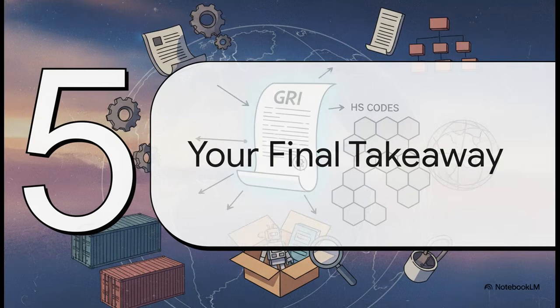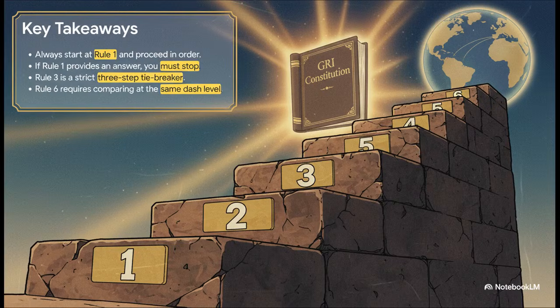All right, so that was a lot. Let's boil it all down. What is your final takeaway? What's the one thing you absolutely have to remember from all of this? It's this. You always, always start at Rule 1 and you proceed in order. Rule 1 is king. If it fits, you stop. Rule 3 is your tiebreaker, and you have to follow its ABC steps in order. And Rule 6 demands that you only compare items at the same dash level.